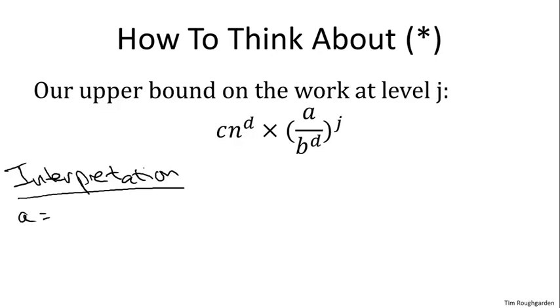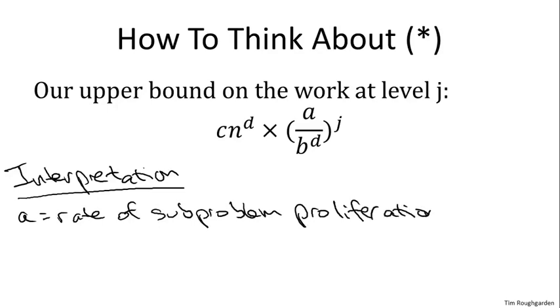So let me be more precise. Let's start with the parameter a. So a, you'll recall, is defined as the number of recursive calls made by the algorithm. So it's the number of children that a node in the recursion tree has. So fundamentally, what a is, it's the rate at which subproblems proliferate as you pass deeper in the recursion tree. It's the factor by which there are more subproblems at the next level than the previous one. So let's think of a in this way, as the rate of subproblem proliferation, or RSP. And when I say rate, I mean as a function of the recursion level j.